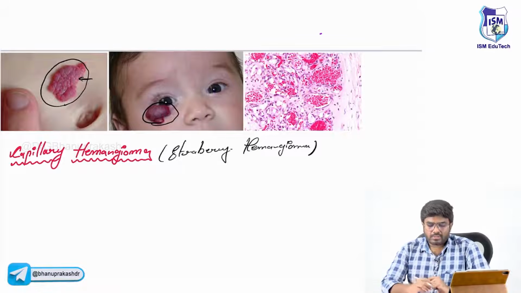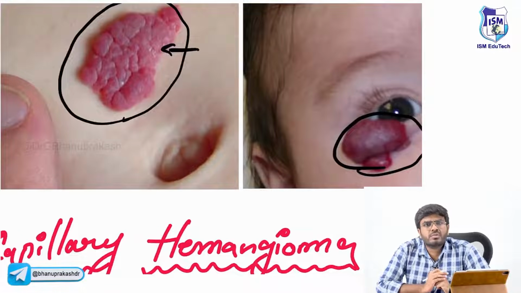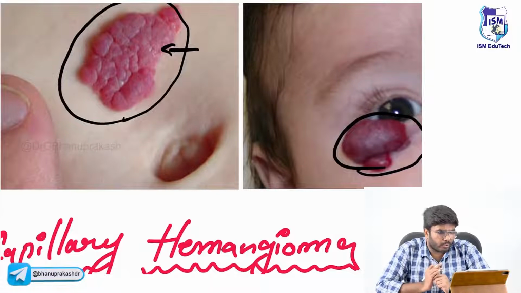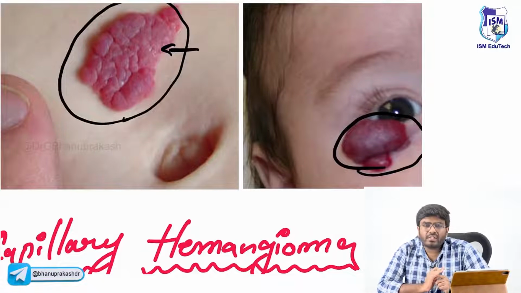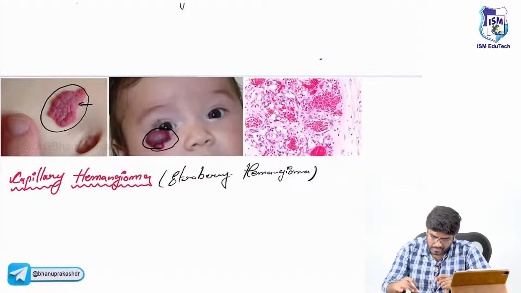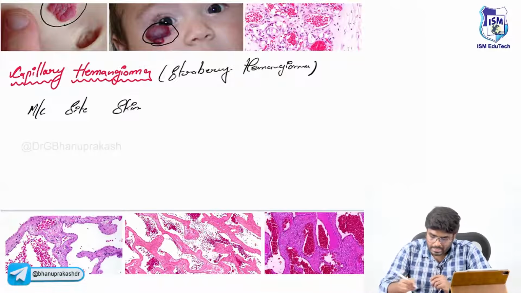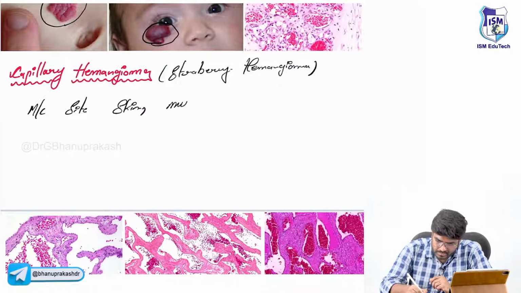Now tell me, sir, are they going to persist throughout life, or are they going to regress? My question to you, what do you think? They will regress, sir. So, important points. What is the most common site? The most common site is the skin and mucous membranes.